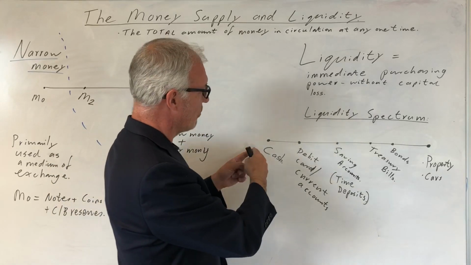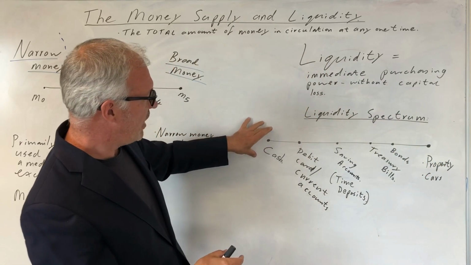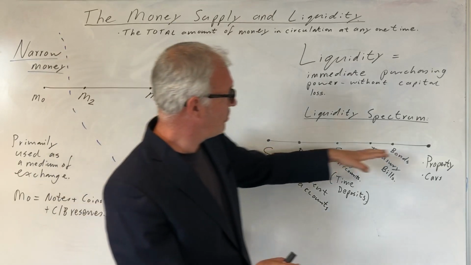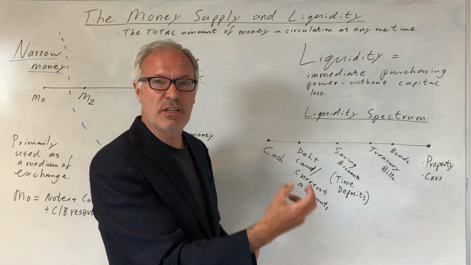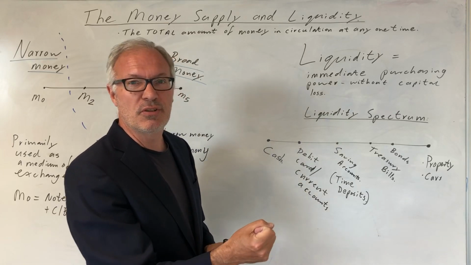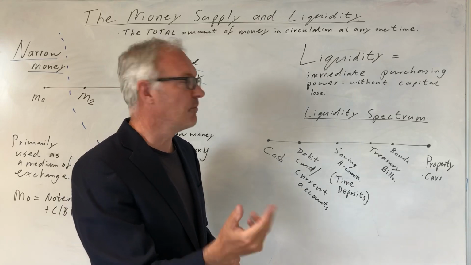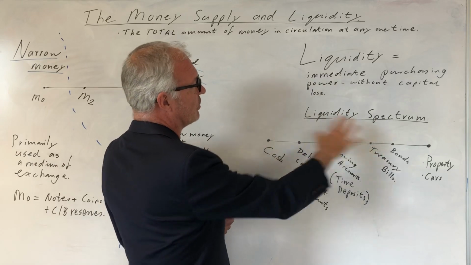So it pretty well has all the functions of money. As we go along the liquidity spectrum, we gradually move away from the functions of money. As we go along this line from left to right, the functions of money significantly decrease, so the function as a store of value or a medium of exchange. So let's look at the liquidity spectrum.